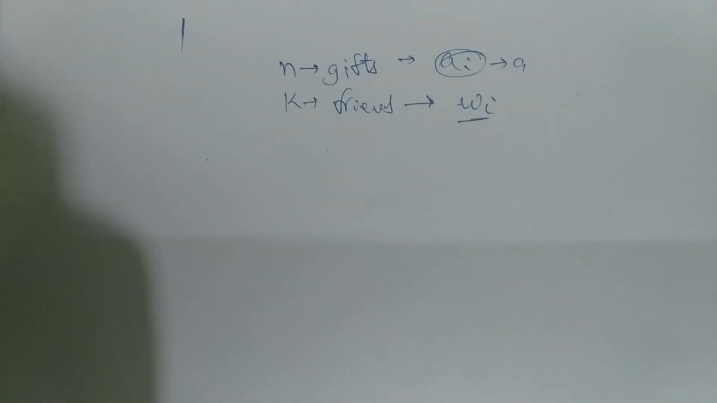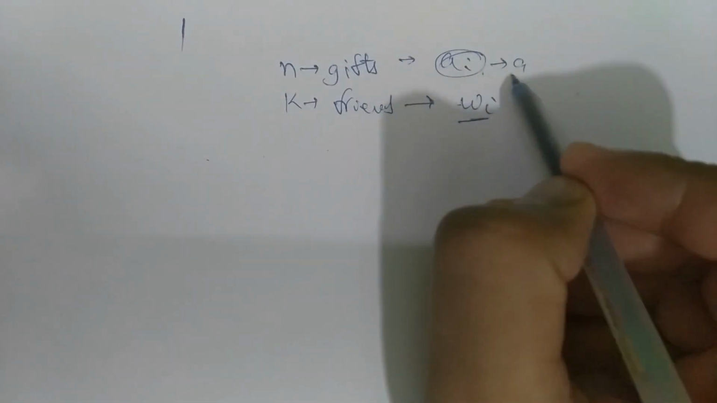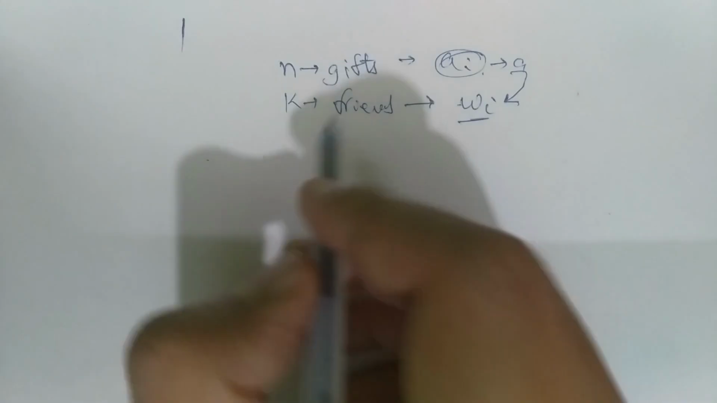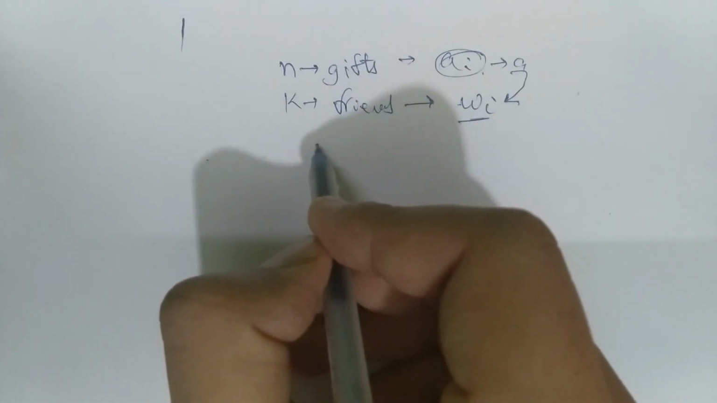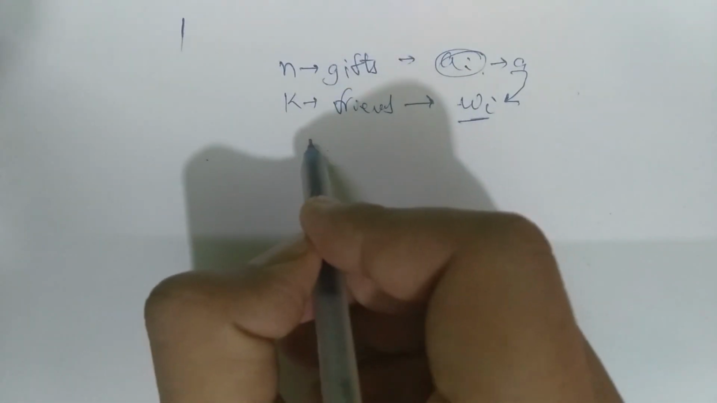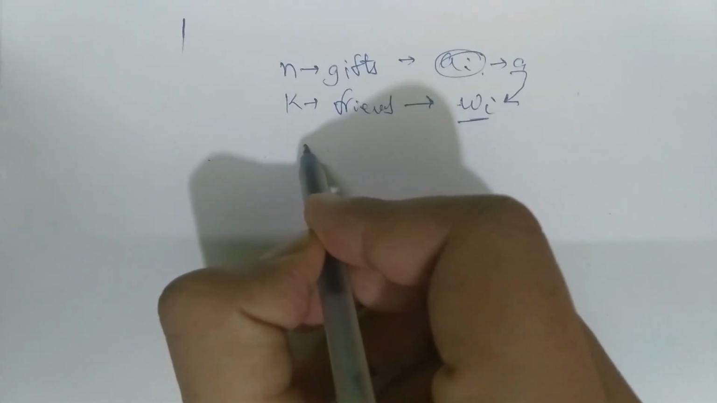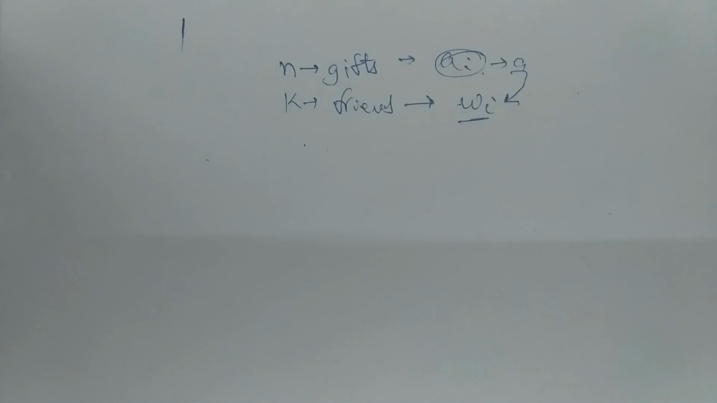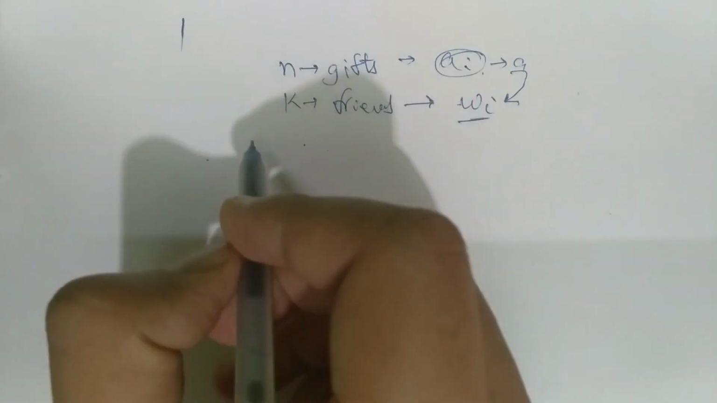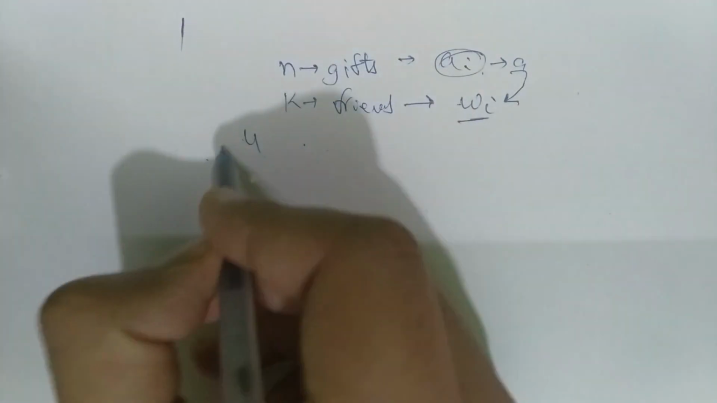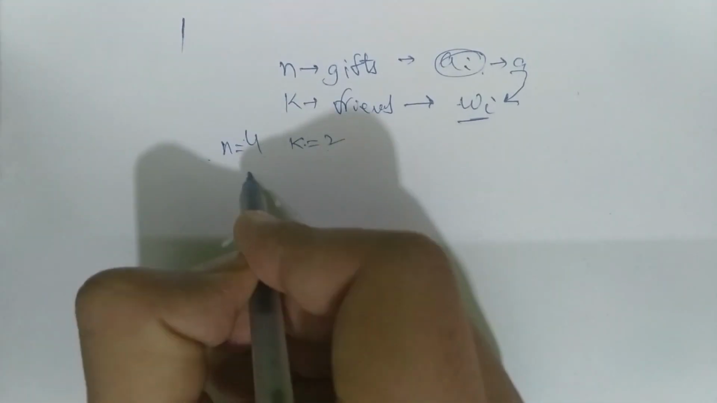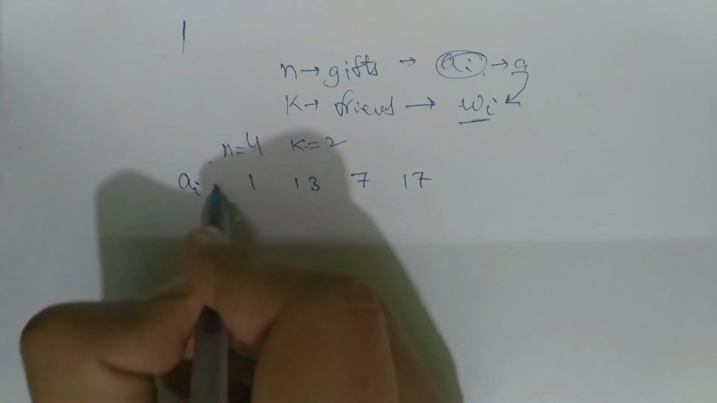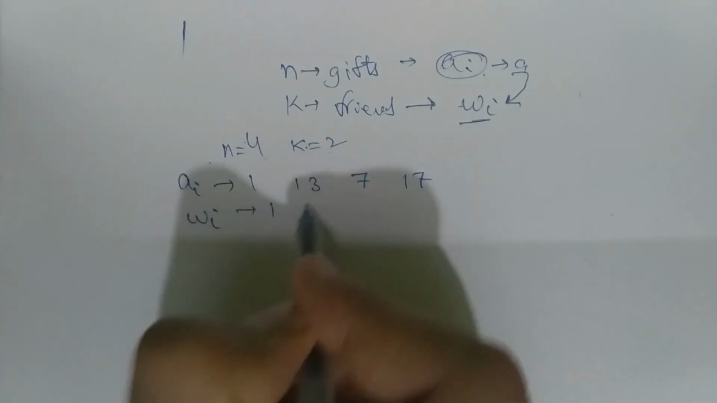What we are told is that we have to distribute these gifts to the friends such that, for each friend, the sum of the minimum and maximum gift is maximum. Let us try to understand this with an example. For the first case, we have n equal to 4 and k equal to 2, and the gifts are 1, 13, 7, 17. This is the A array, and the W array is 1 and 3.